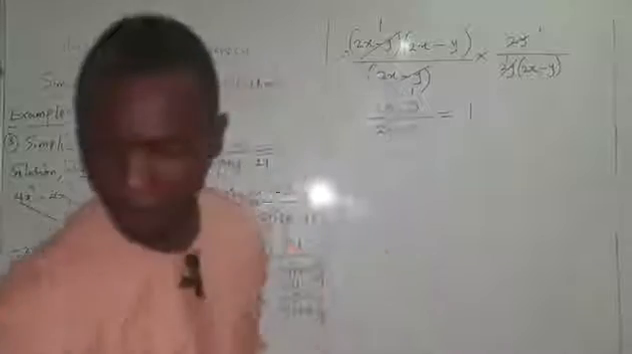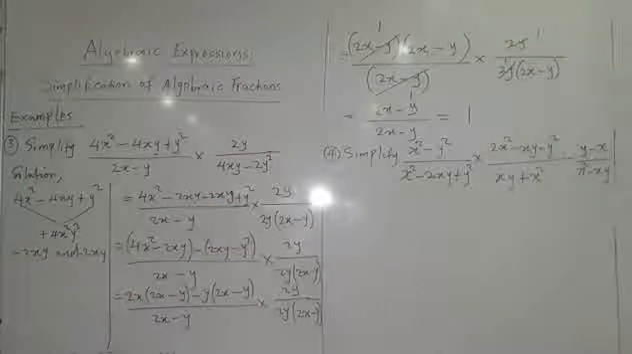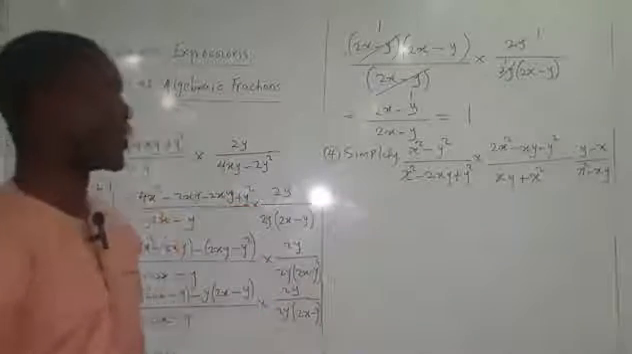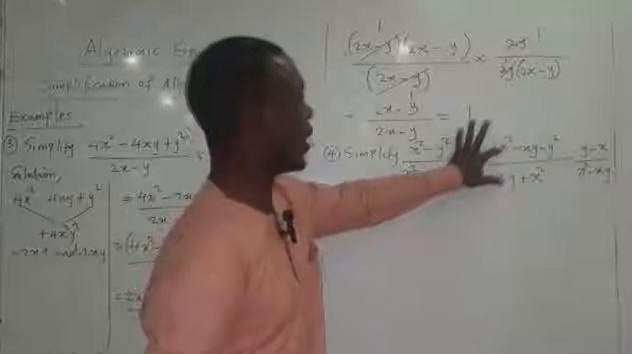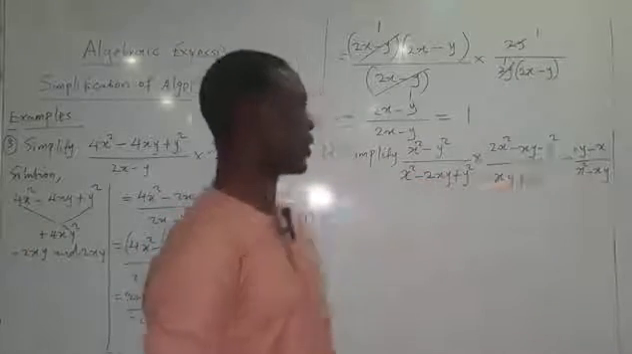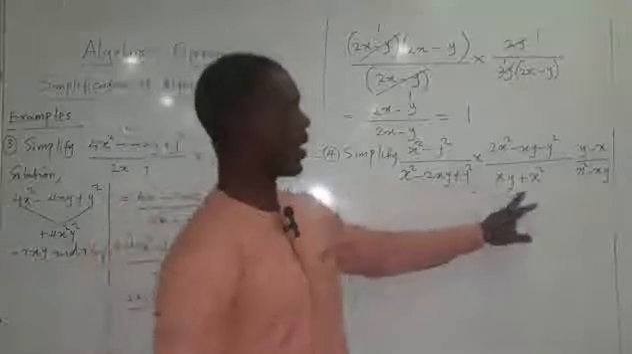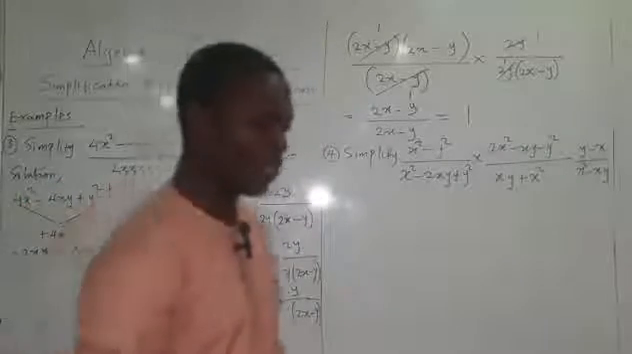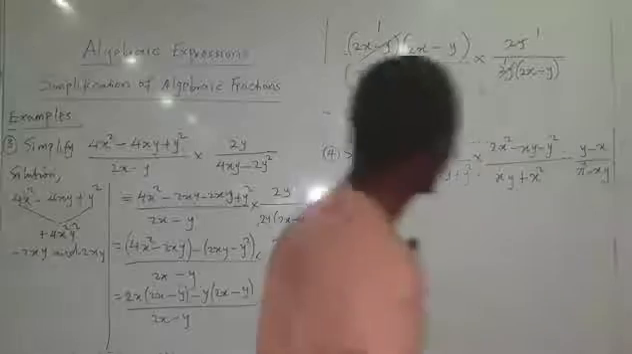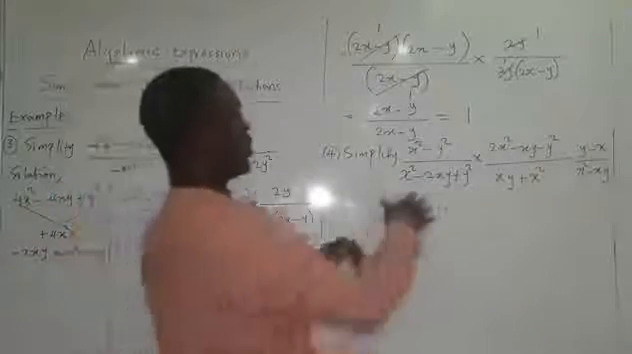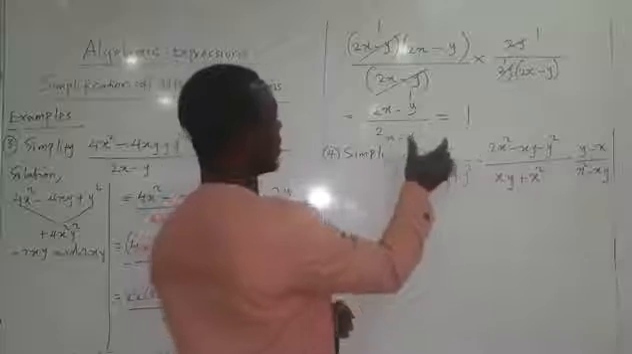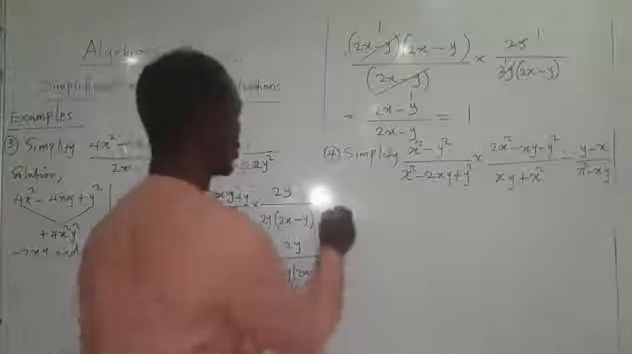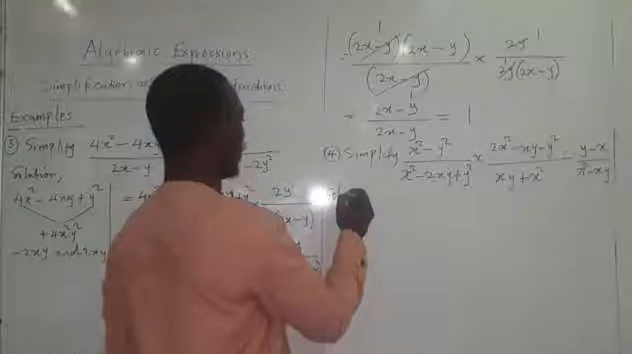So example 4. Question 4 says, simplify x squared minus y squared all over x squared minus 2xy plus y squared, then multiply by 2x squared minus xy minus x squared all over xy plus y squared divided by y minus x all over x squared minus xy. So to simplify this, we are going to simplify each of the terms, both numerator and denominator, one after the other, so as to be able to reduce the question to the nearest minimum.